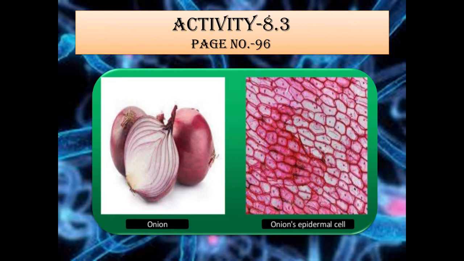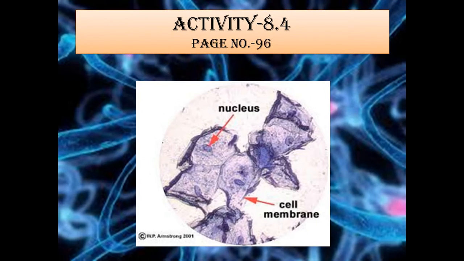So we have one more activity in this. How will you observe the cells of the inner lining of the cheek? So what you will do for this? Put the scraping from the inner surface of the cheek on a glass slide. You will take a toothpick and scratch your cheek from the inner side, and you will get a small piece.